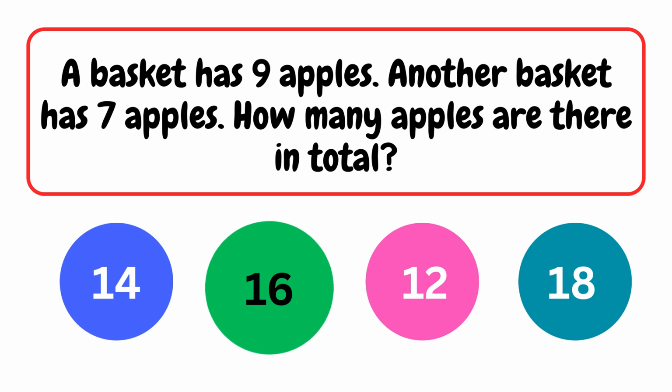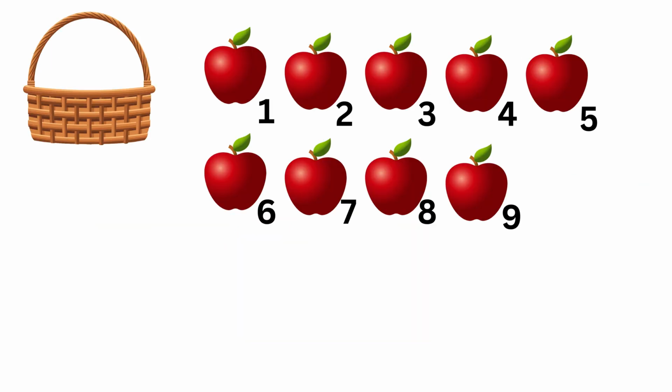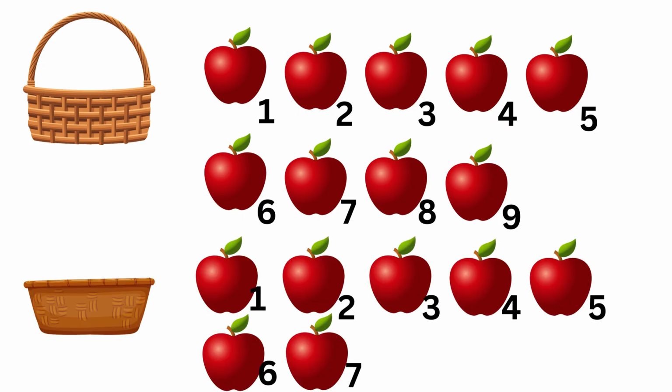Answer is 16. A basket has 9 apples. Another basket has 7 apples. How many apples are there in total? Let's count. 1, 2, 3, 4, 5, 6, 7, 8, 9, 10, 11, 12, 13, 14, 15, 16.